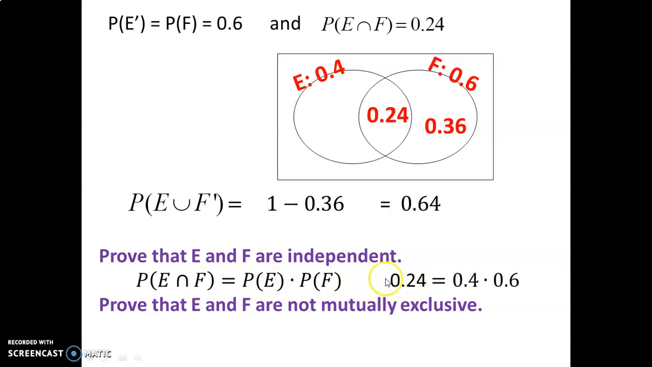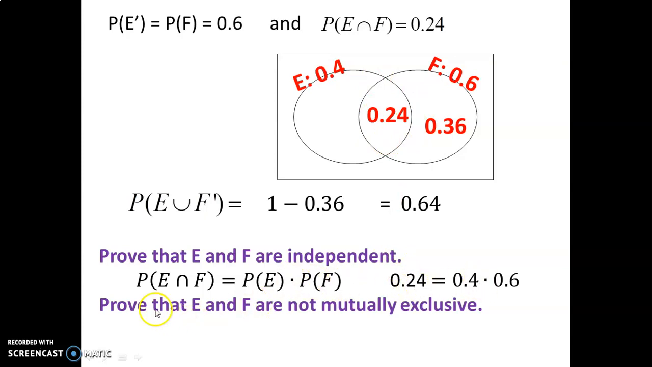We know that probability of E and F, the intersection, is 0.24. We know that E is 0.4 and F is 0.6. So does that equal that? And it does. 0.24 is the result of 0.4 times 0.6. So that proves independence. If this was some other number, and these two did not multiply to that number, you would show that these are not independent. So again, independent events can be shown on an overlapping Venn diagram as long as this situation holds.